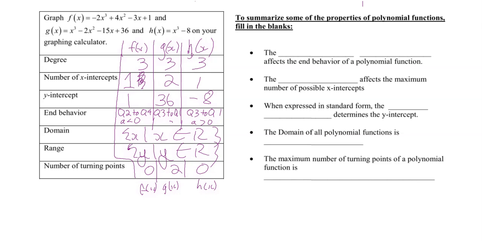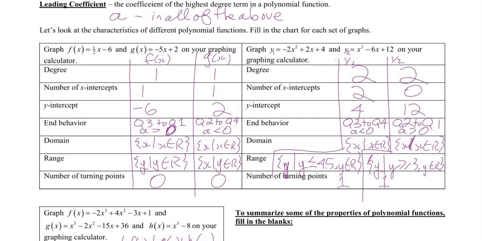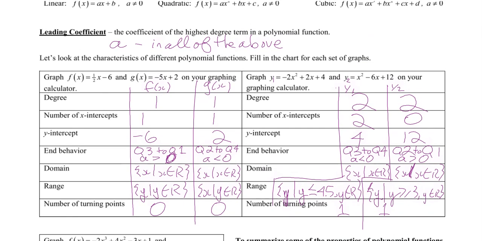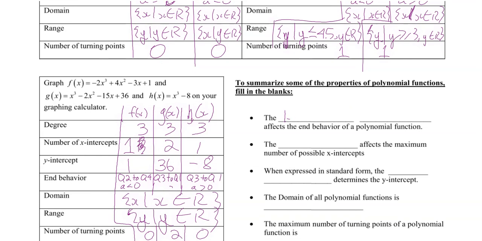The blank blank affects the end behavior of a polynomial function. So how do we know the end behavior? What are we looking for? Underlined up there, the leading coefficient. Right, so the leading coefficient.